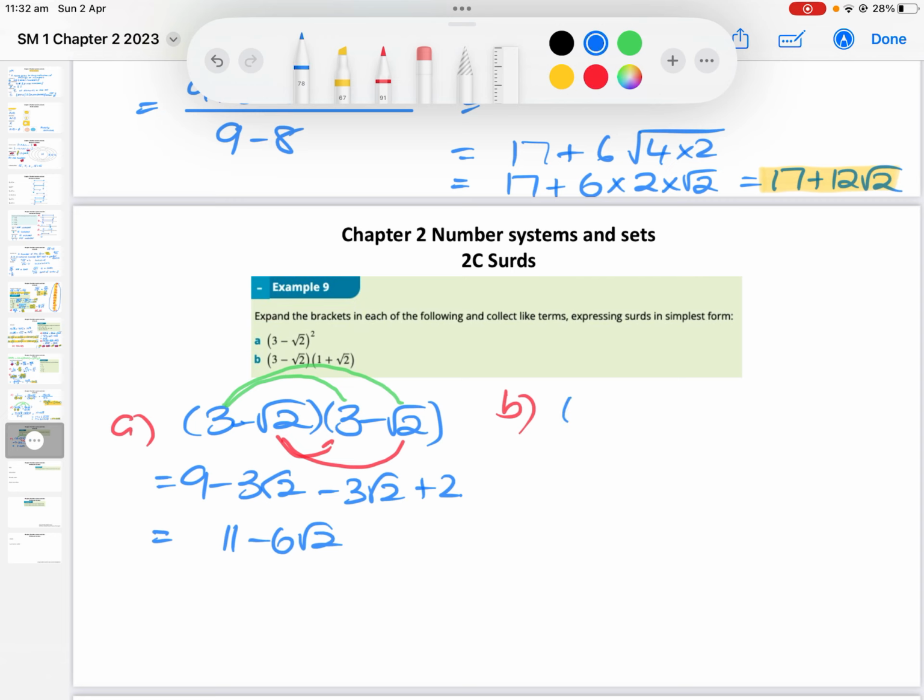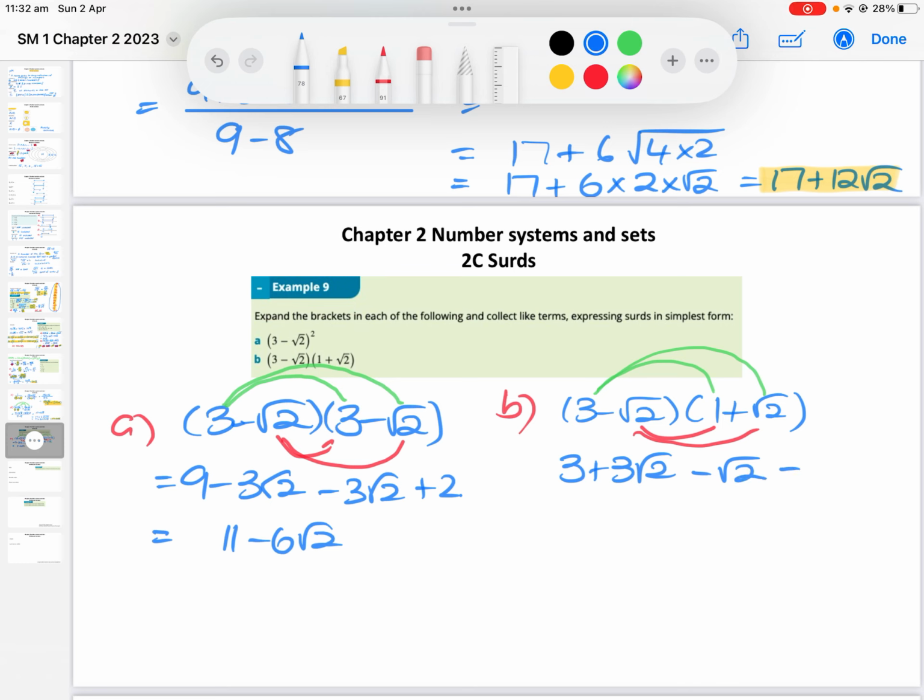And then this one I'm going to write out 3 minus root 2, 1 plus root 2, 3 times 1, 3 times root 2. Then I'm going to do minus root 2 times 1 and minus root 2 times minus root 2. So I'm going to get minus root 2 minus 4. 3 take 4 is minus 1. 3 take 1, minus 1 minus 2 root 2.